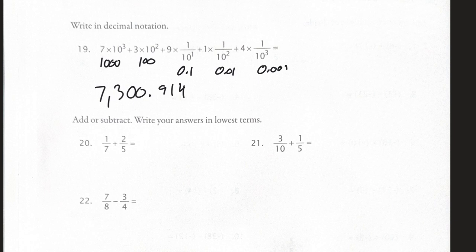Adding, subtracting fractions, we need the same denominator first. So 7 and 5 both go into 35. So I'm going to multiply this fraction by 7 on bottom, which means 7 on top. Over here, we're going to multiply by 5 on bottom, so that means 5 on top. So we get 5 over 35 plus 14 over 35 equals 19 over 35.